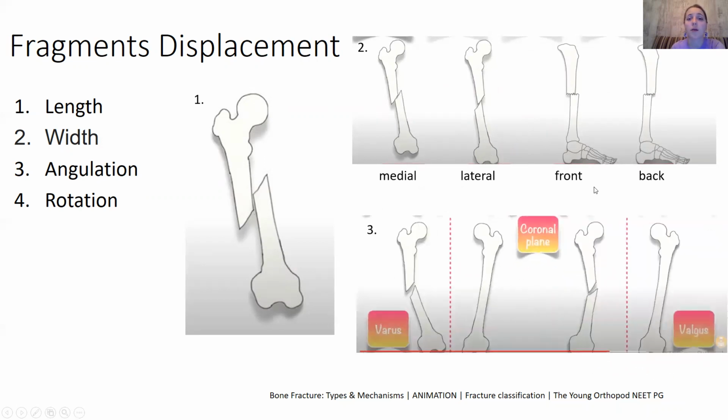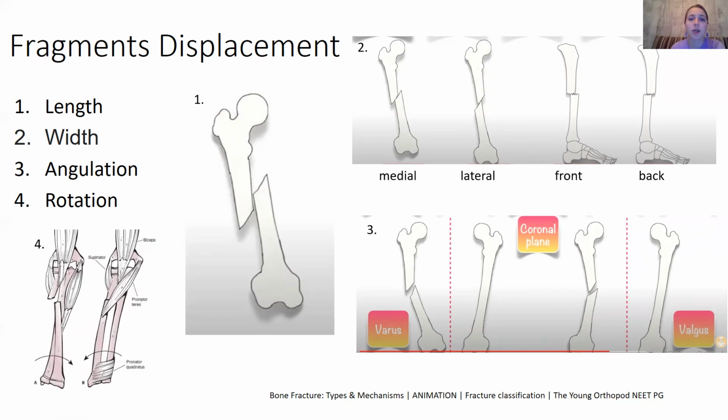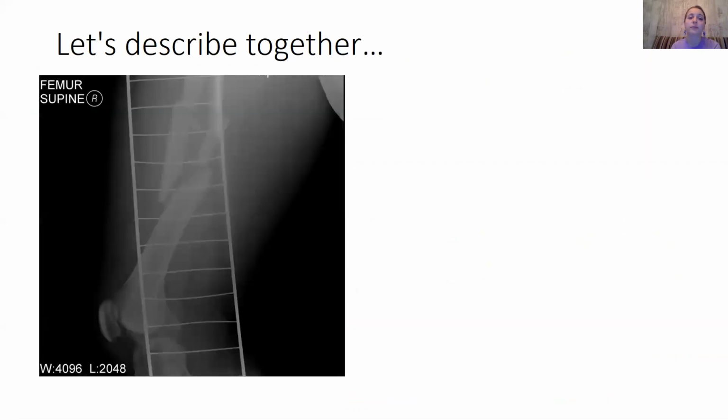Then we need to talk about the angulation. We can see the angulation by varus or valgus deformity, or if we have the displaced angulation in front or back, we speak about the anticurvation or recurvation of the femur, of the tibia, of the bone. And the last description is a rotation. Sometimes we can see the rotation of the fragments. So we need to describe if the fragment is displaced rotationally.